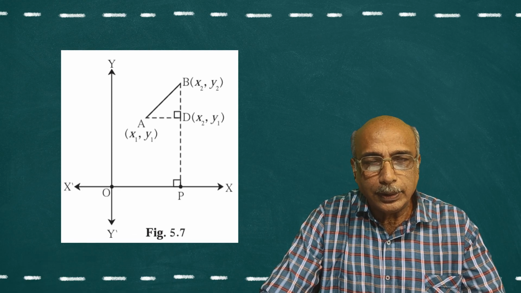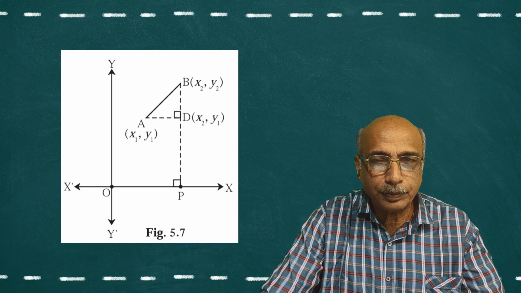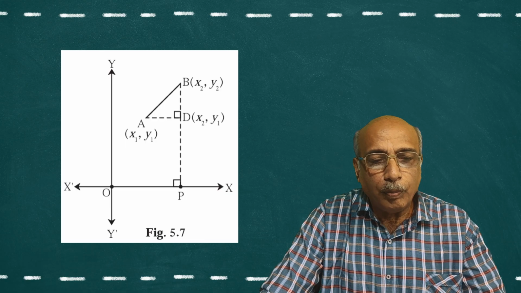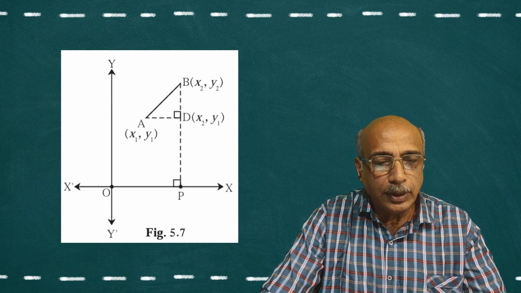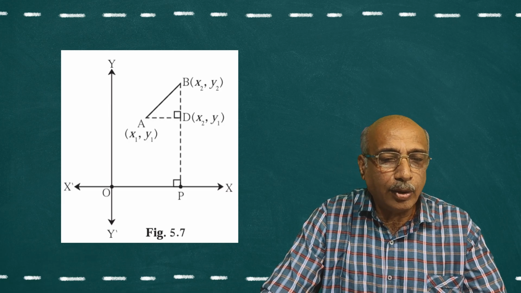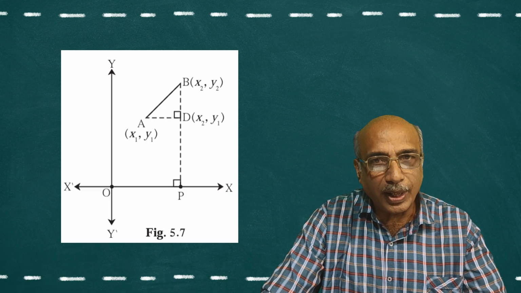Not parallel. If the segment is slanting. For example, here on the screen you can see the picture. If AB is a slant line, then draw AD and BD as shown in the diagram. The coordinates of A are (x1, y1), coordinates of point D are (x2, y1), and coordinates of B are (x2, y2). Here you will see AD is parallel to x-axis, BD is parallel to y-axis. So we know how to find out the distance between the two.